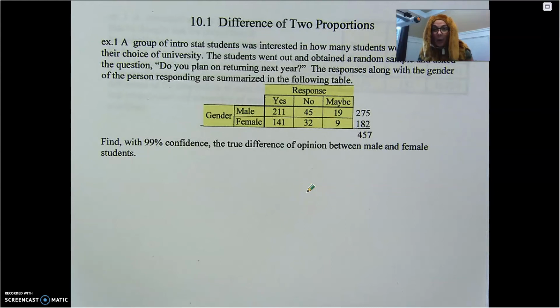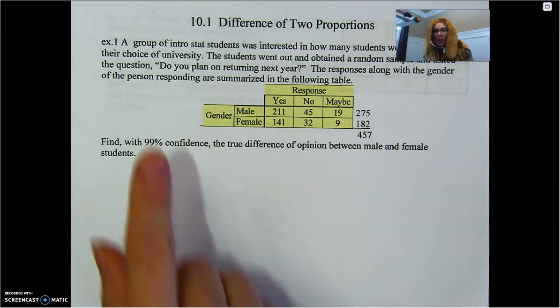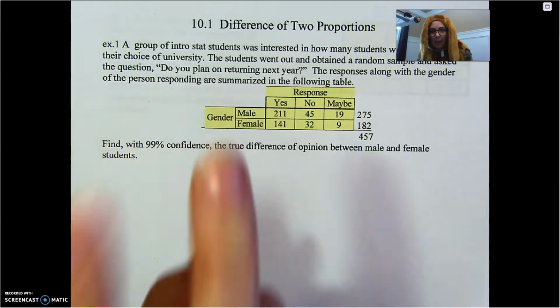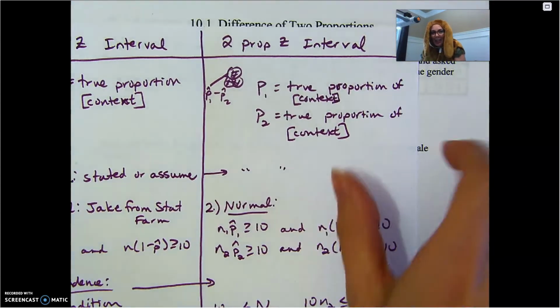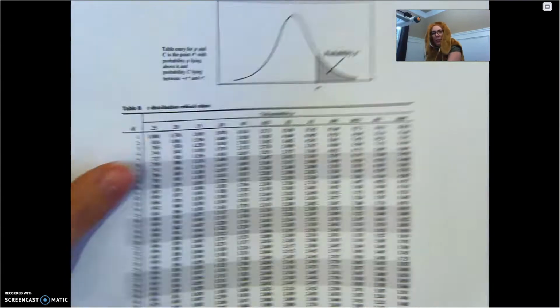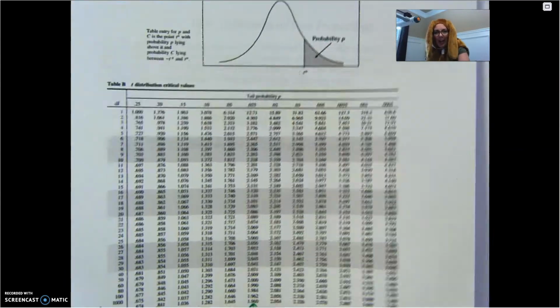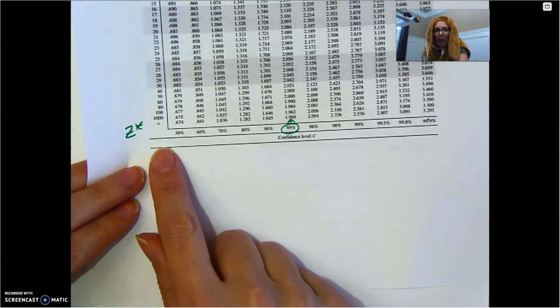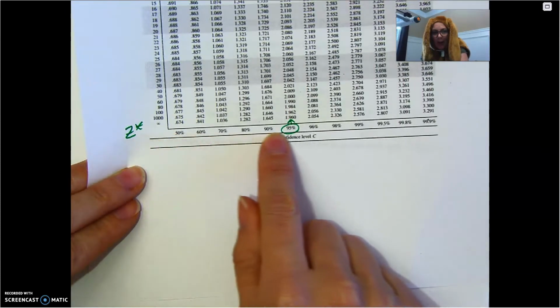All right, so let's try some of these two proportion problems. What you're going to need are the blank pages for the notes. You're going to need your handy dandy graphic organizer because it has the formulas. And then you might need that T-table that we printed off yesterday so that we can look up those Z-star, the critical values on that bottom row.